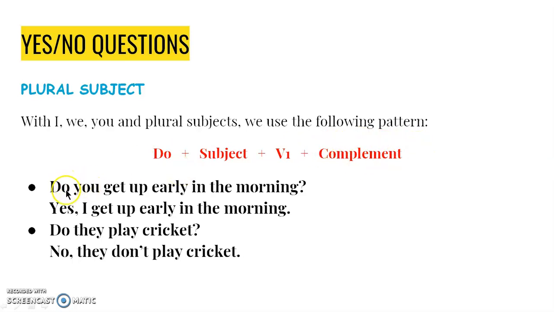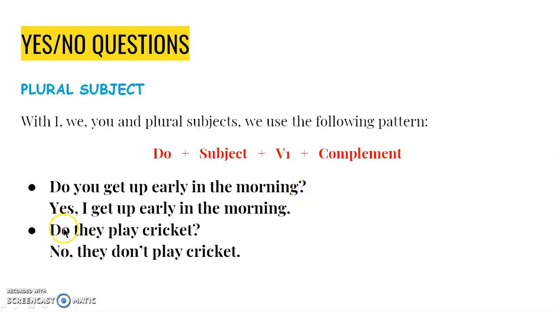For example, you see, do you get up early in the morning? Okay, so you start this sentence with do because you have the subject you. So when you get the subject you, you have to start the sentence with do. Do, then the subject you, then get up is the V1 form. Alright, then early in the morning is the complement. And after the sentence, you have to put the interrogative mark.